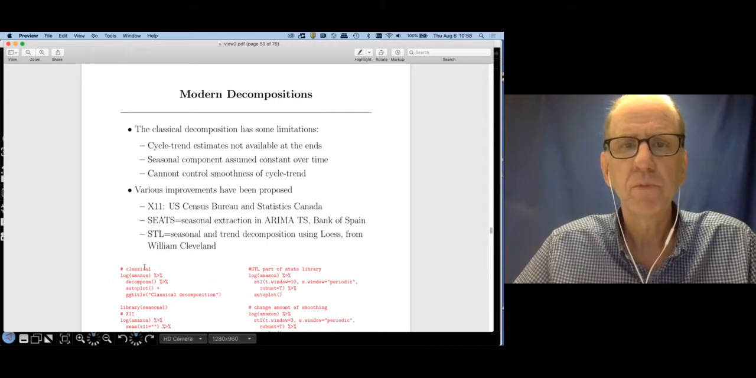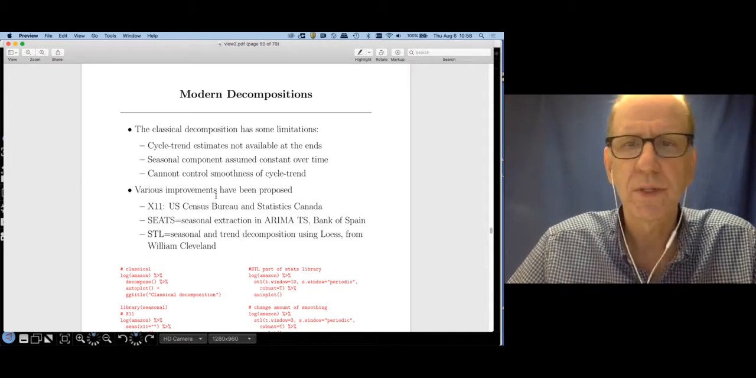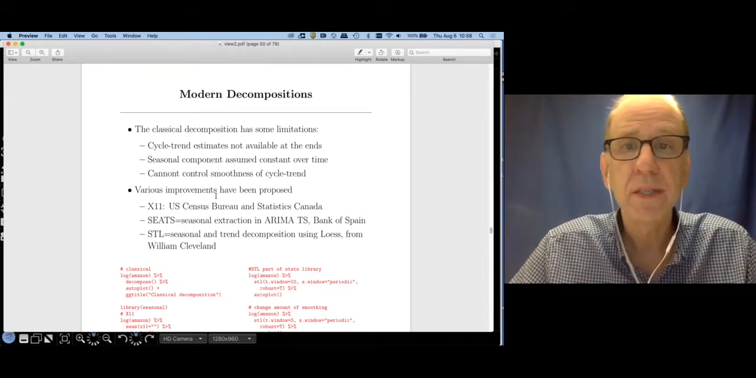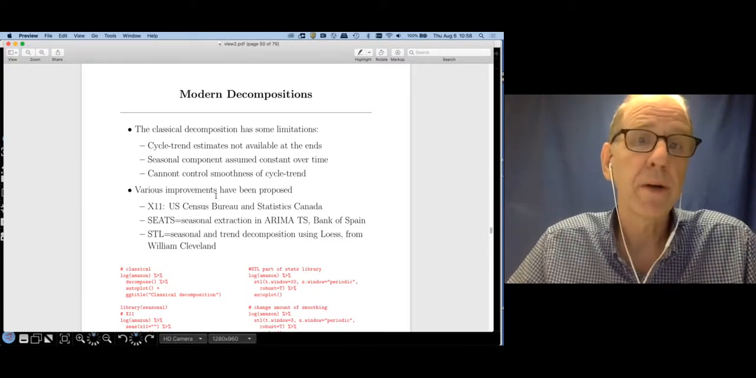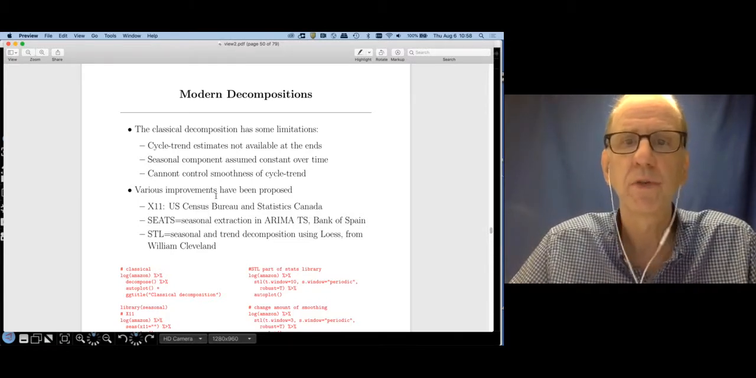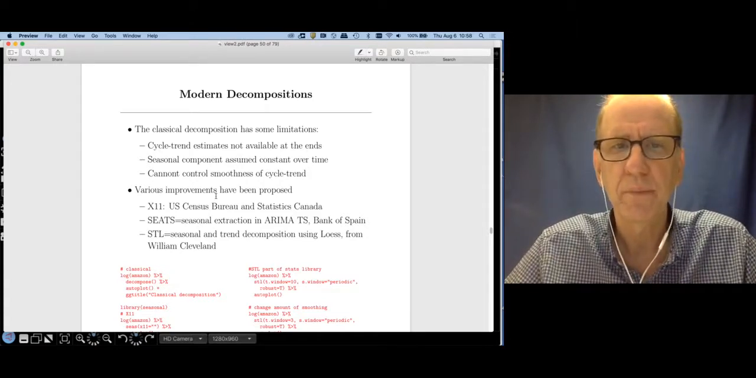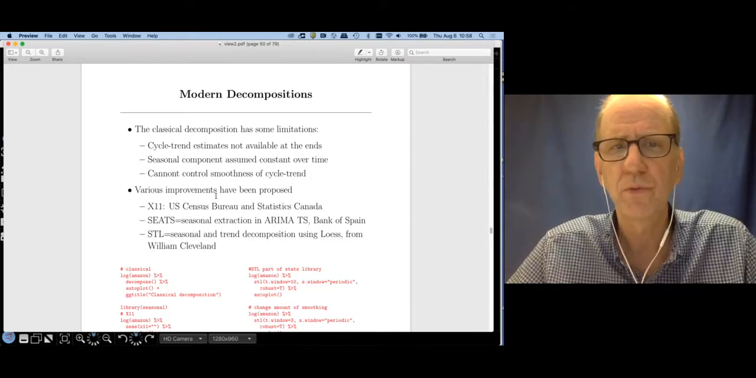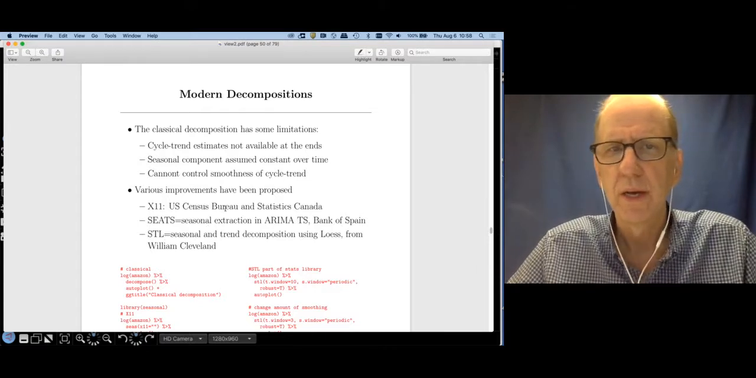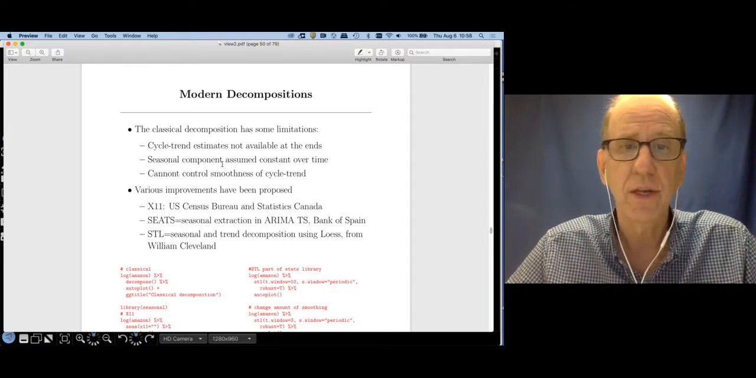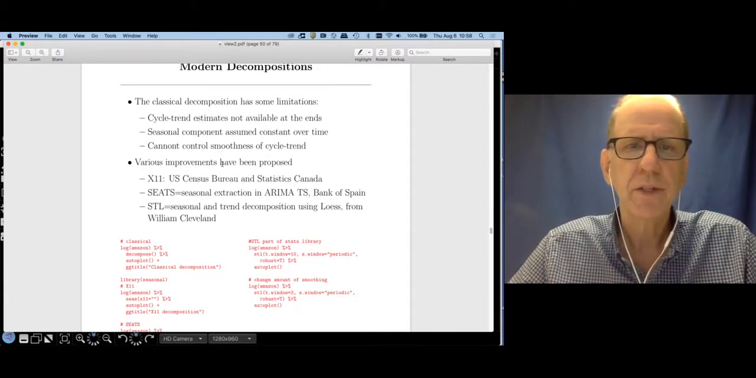Finally, we don't have any real control over the smoothness of the cycle trend. Remember what I said to do with the cycle trend? We set the number of nearest neighbors equal to the seasonal period. Well, maybe that's not the right amount of smoothing, and so it'd be nice to have a little more control over this. I don't intend to really go into how these methods work. The textbook doesn't either. The textbook gives you a few references, but a number of methods have been proposed to address these limitations. Not all the methods address all the limitations, but I just thought we could give them a try.